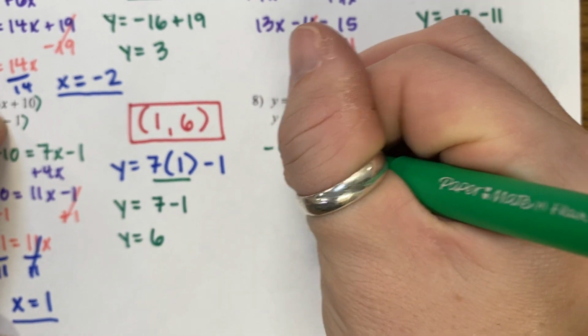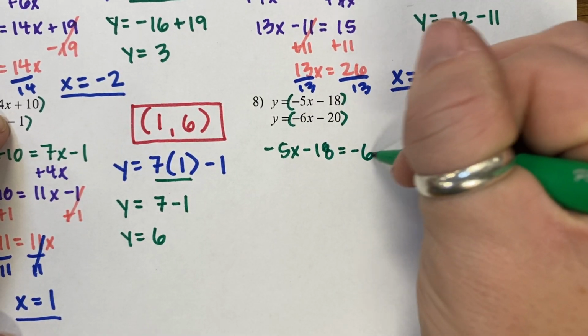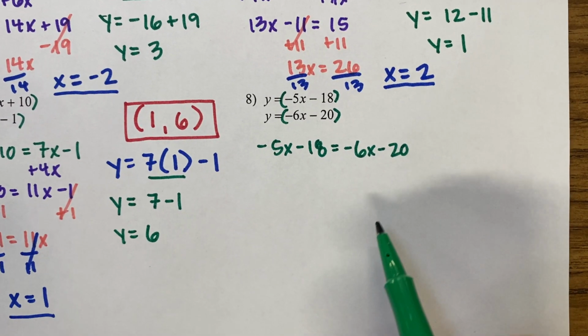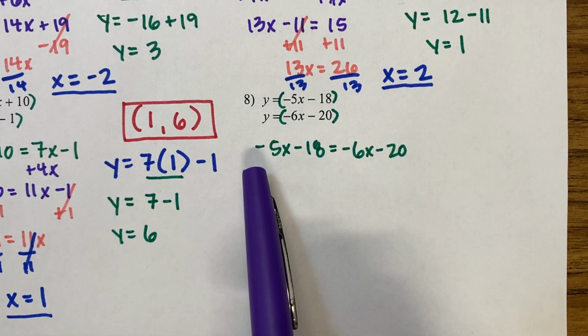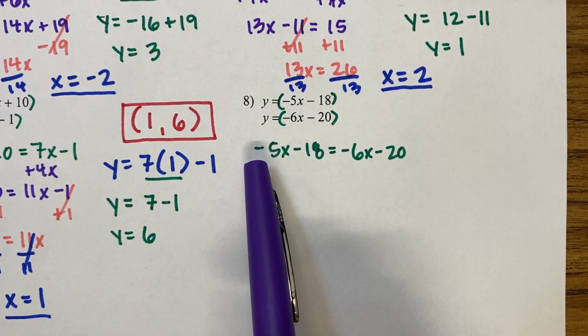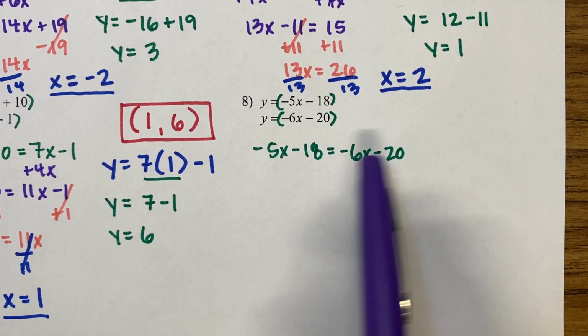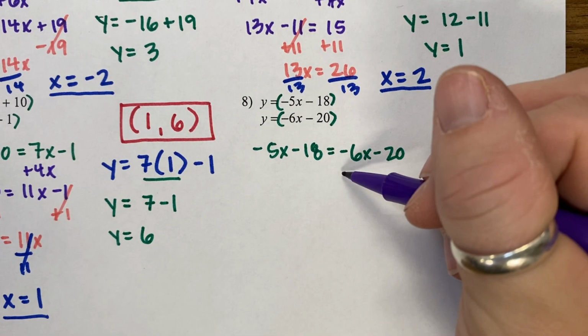So we have negative 5x minus 18 equals negative 6x minus 20. Okay, x is on both sides, which means we need to move them all to one side. I like moving the smaller one. Okay, this one might be a little tricky. Which one's smaller, negative 5 or negative 6? Well, negative 6 is less than negative 5. So this guy's our smaller one, so do the opposite.